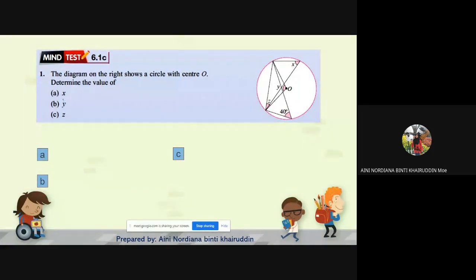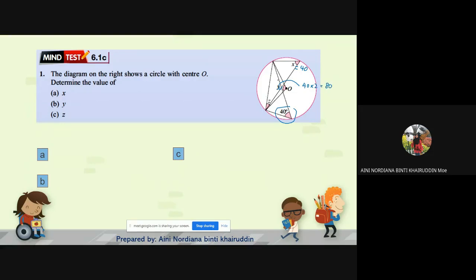Determine the value of x, y, and z. So, the value of x equals 40. Both are angle at circumference. So, the value of y, this is value at the center, so twice angle at circumference. So, value of angle y equals 40 times 2, which is 80.